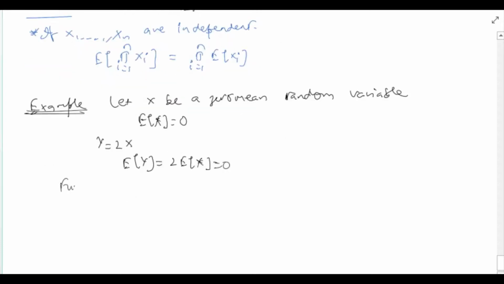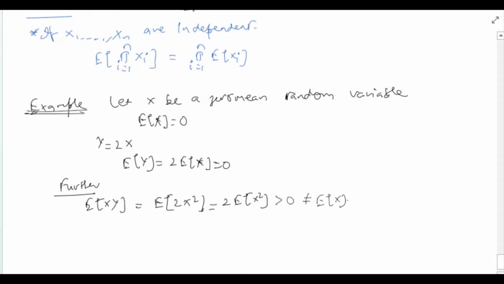However, if we consider the product of x and y and take its expectation, expected value of xy, this will be expected value of x times 2x, that is expected value of 2x squared, 2 times expected value of x squared. This is strictly positive. So this is not equal to expected value of x times expected value of y. This illustrates that independence of random variables is required for the above relation to hold.